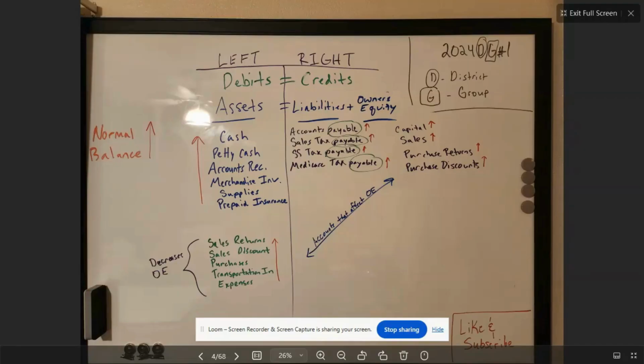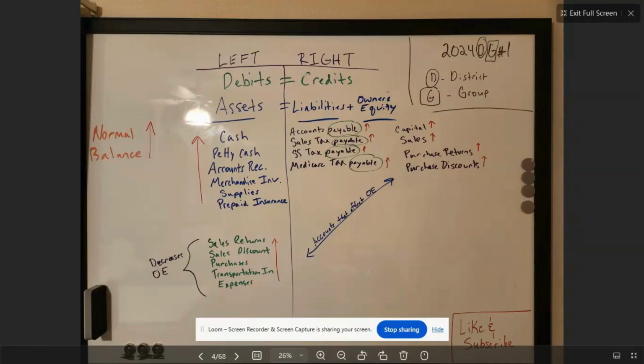So we have cash, we have petty cash, we have accounts receivable, which these are the customer accounts that owe us money. Then we have merchandise inventory. This is the inventory that we purchase to sell in our merchandising business. And then we have supplies. These are the things we use in our business to keep it up and running. And then we have prepaid insurance.